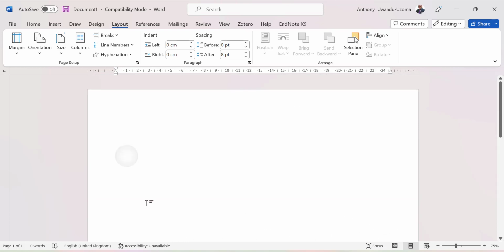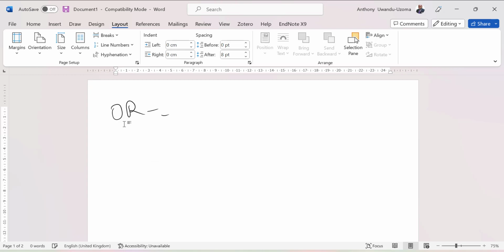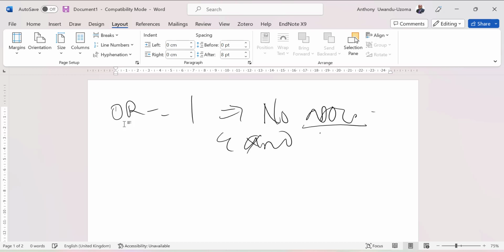So let's say we have an odds ratio now, and our odds ratio is equal to one. So here we would say there is no association between the exposure, which is the vaccination, and the disease, the outcome, which is COVID-19.